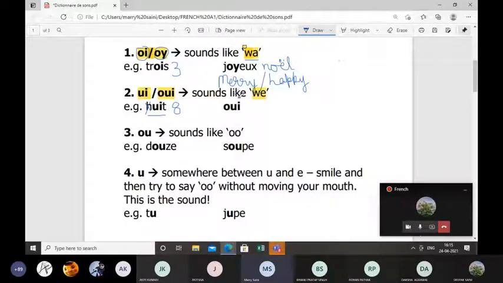Next one is OUI, we. We itself is a word, and the meaning of we is yes. And the opposite of we is no. Non, but we pronounce it exactly like we pronounce no in English. No remains no, but the spelling is different. And for yes, it is oui.